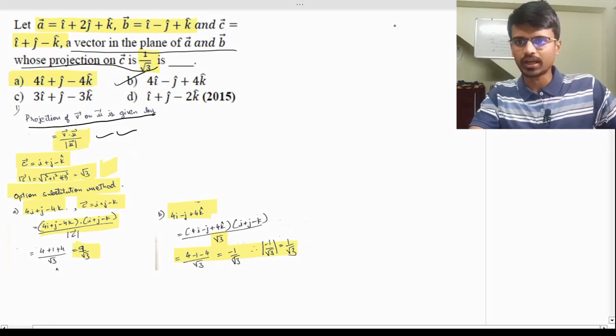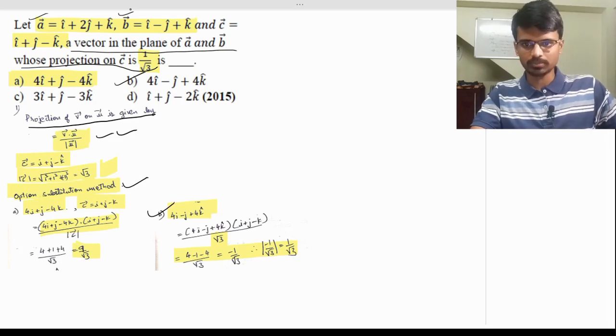Here, as you can see, I have not used vectors A and B. The question said, which of the vectors has the projection on C bar as 1 by root 3. So I just took the options, substituted and checked. So option B is working, and my correct answer is option B. This is a faster way in which you can solve.